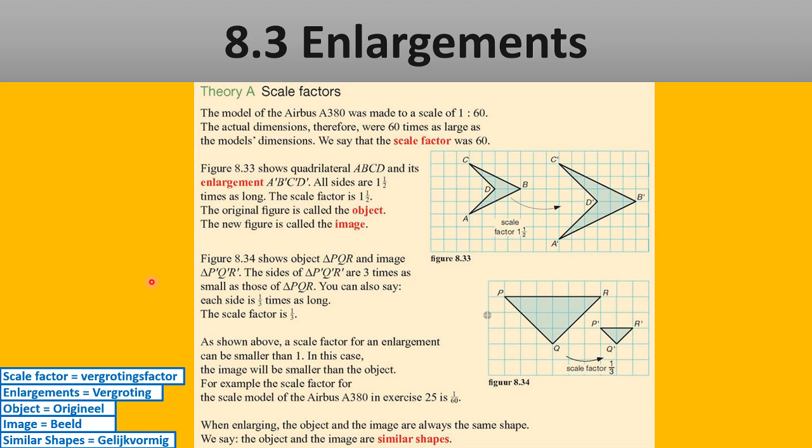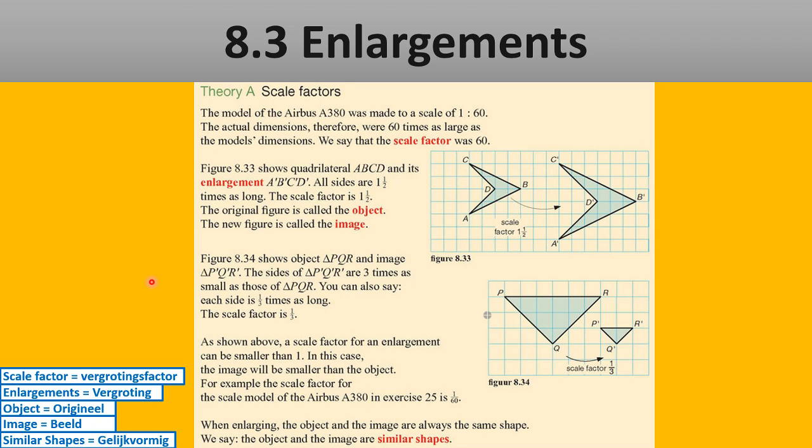And the first theory that I'm going to discuss is not really lengthy, but has a lot of new terms that you have to know before we can really start talking about enlargement. So that's what I'm going to do in this theory.